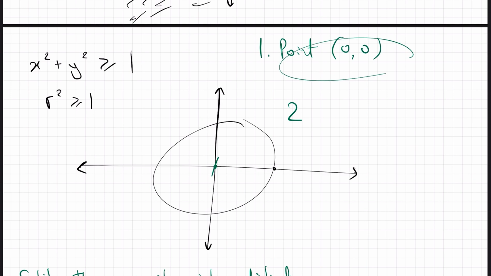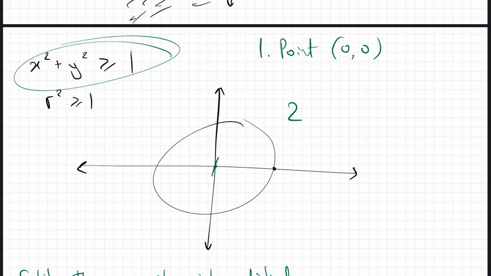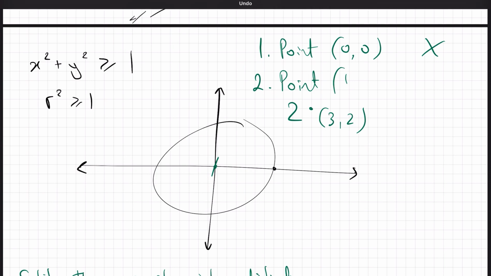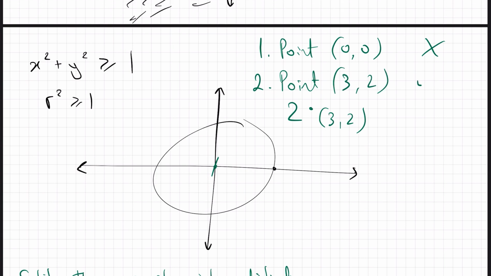All we have to do is put these xy coordinates into this equation and check if it's true. So is 0 plus 0 greater than or equal to 1? That's not true, so it fails the inequality there. For area 2, it can be any point, but I'll just pick 3, 2, since I know that's not in this circle. We check: 9 plus 4, 13, is greater than 1. Therefore area 2, or region 2, is valid.